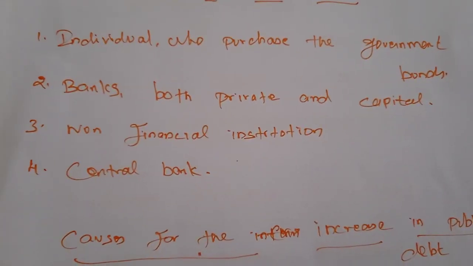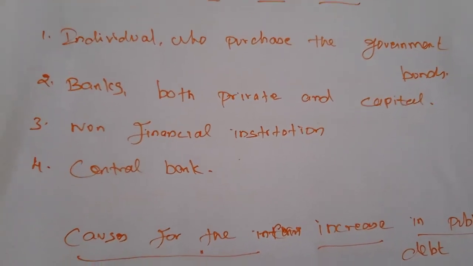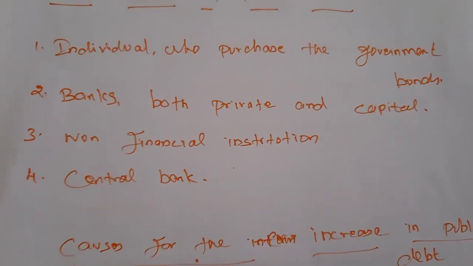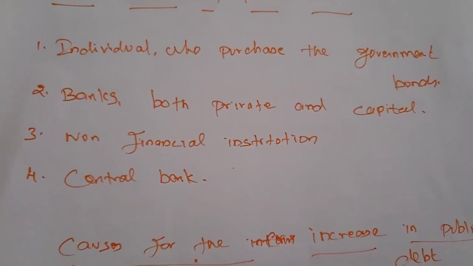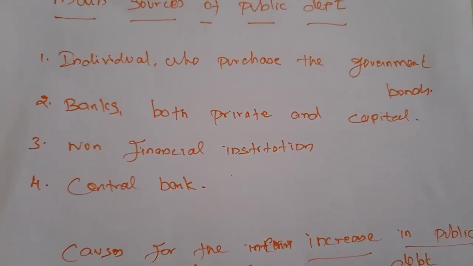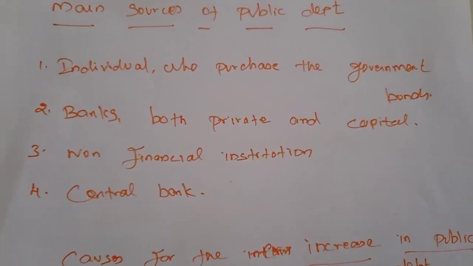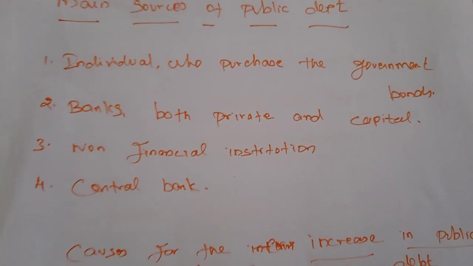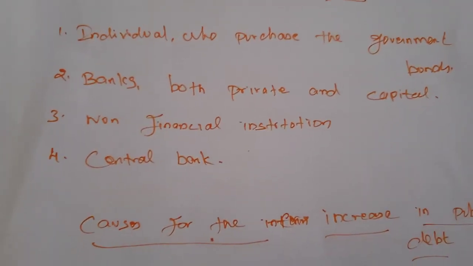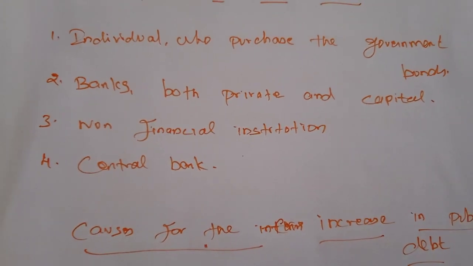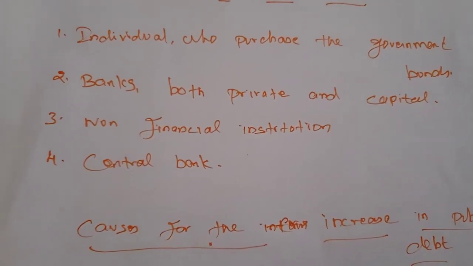Next, banks, both private and public banks, buy bonds from the government. So the private bank and the public bank also can decide to purchase the bonds and securities from the government. This amount will also be considered a public debt. Next, non-financial institutions like UTI, LIC and some other government bonds.